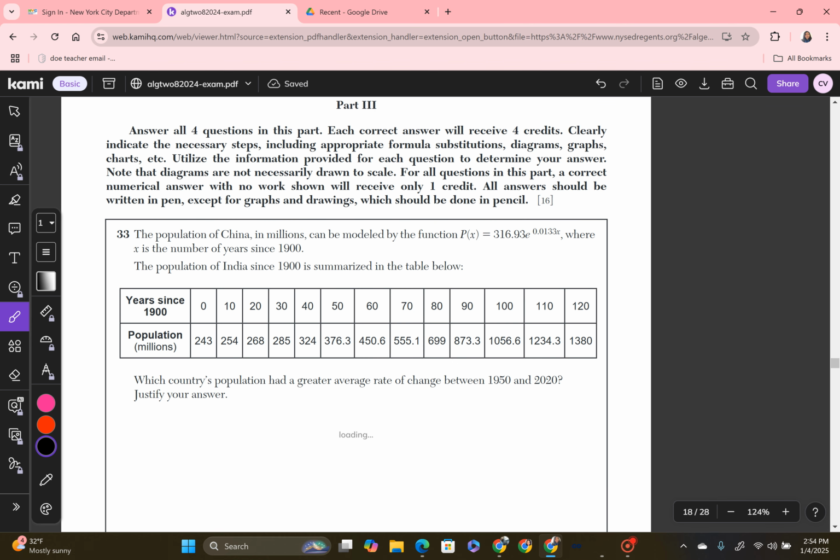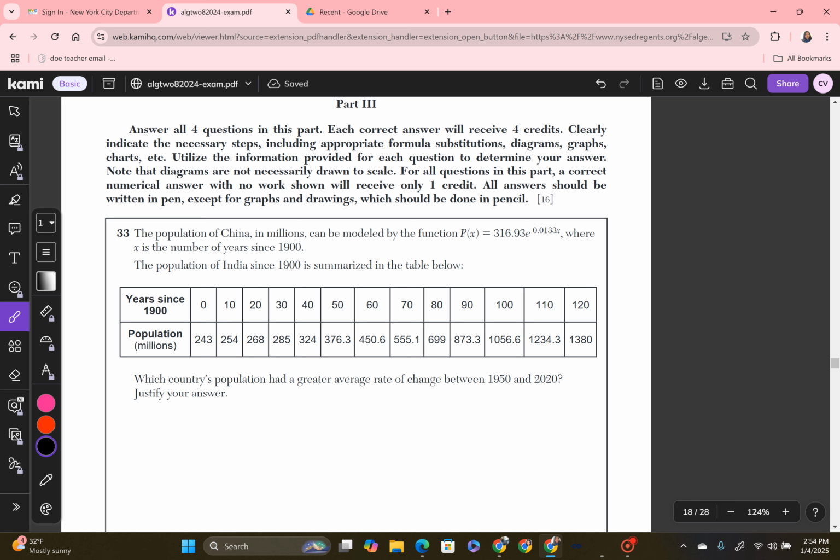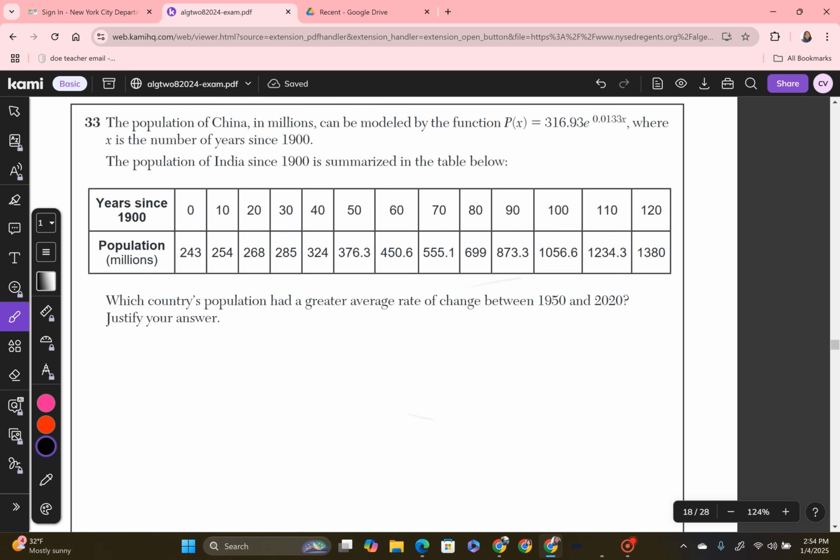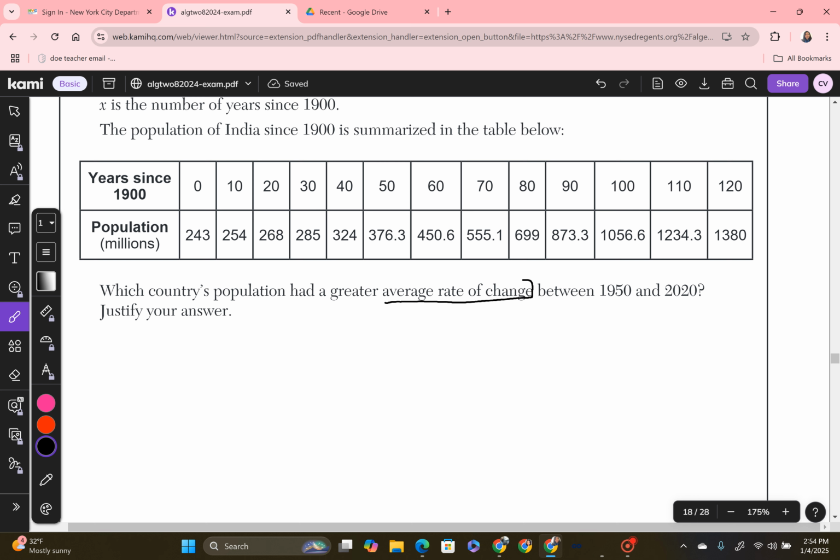All right. Question 33. These 4 questions are now worth 4 points. Okay, this question you should 100% get correct. This is on average rate of change. This is our first lesson of the year.